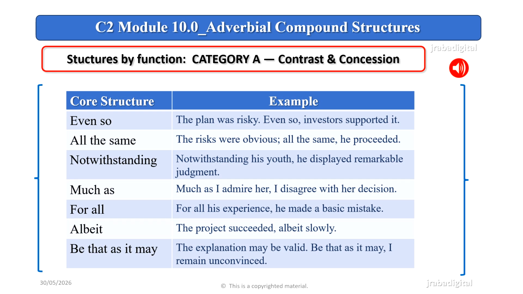Structures by function. Category A, contrast and concession. Even so, the plan was risky. Even so, investors supported it. All the same, the risks were obvious. All the same, he proceeded.